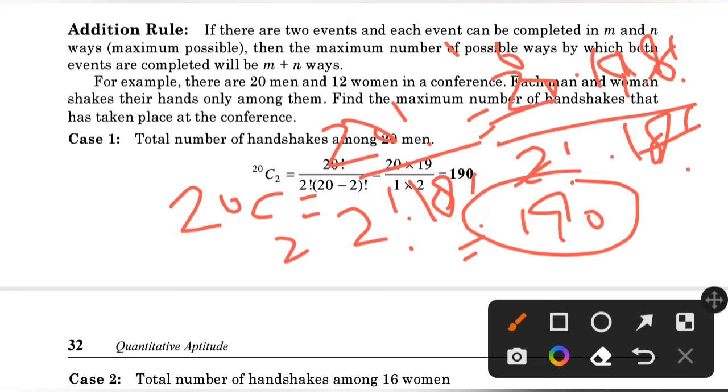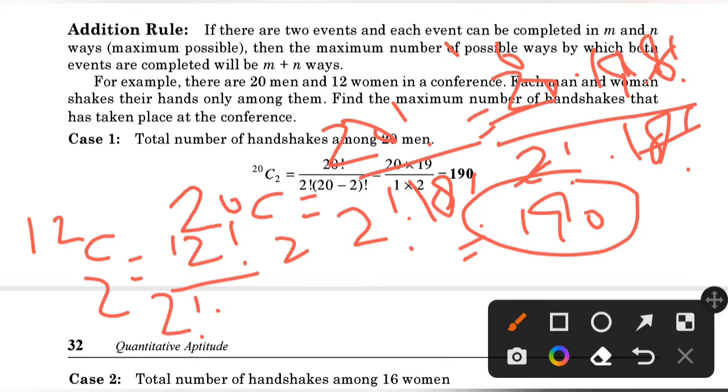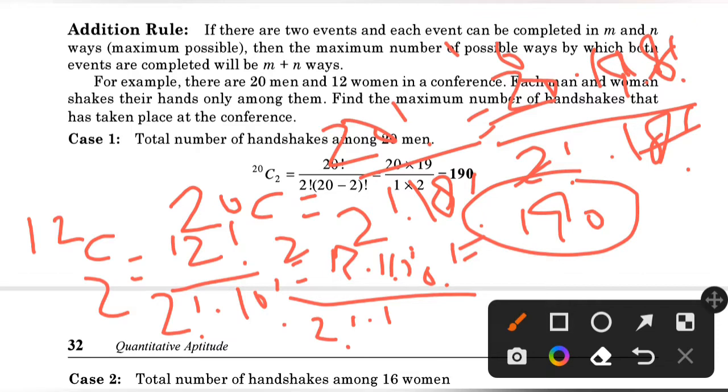Also we are given there are 12 women and they shake their hands only among them. So this can be found by 12C2. So 12 factorial over 2 factorial into 12 minus 2, which is 10 factorial. 12 factorial can be written as 12 into 11 into 10 factorial over 2 factorial into 10 factorial. So 10 factorial will be cancelled with this one.